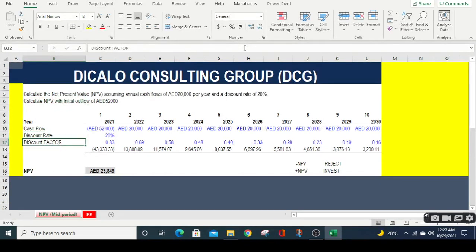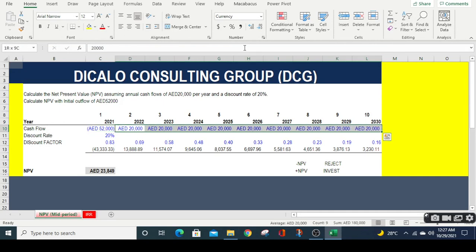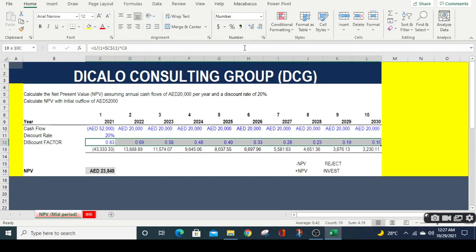So now, first of all, you need to recognize the fact that in year 1 you have a cash outflow of 52,000, and then you'll be having 20,000 from year 2 right up to year 9. Then your discount rate is 20%. So basically, let's just focus.